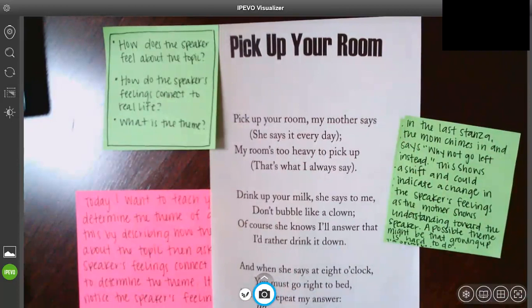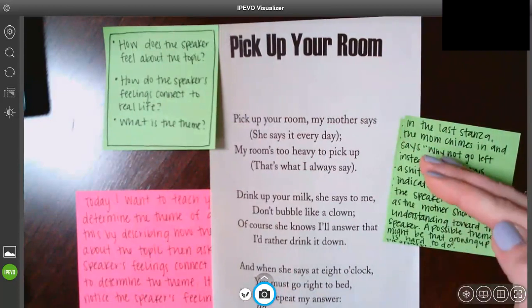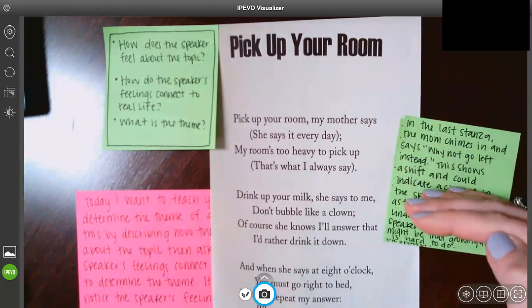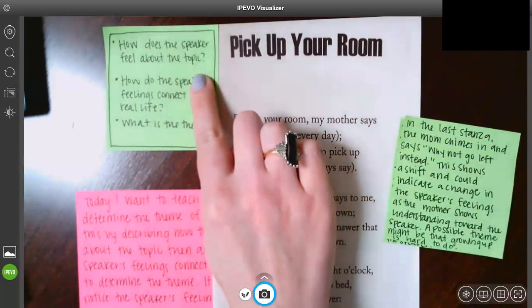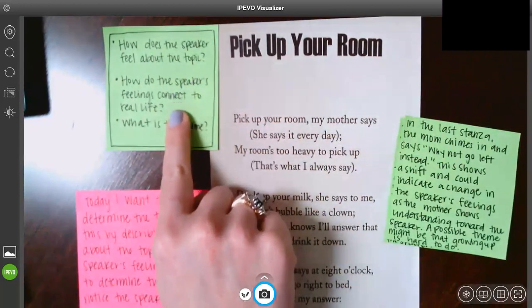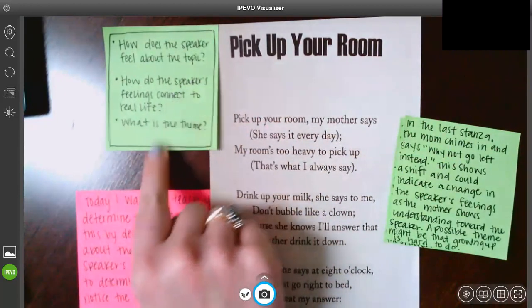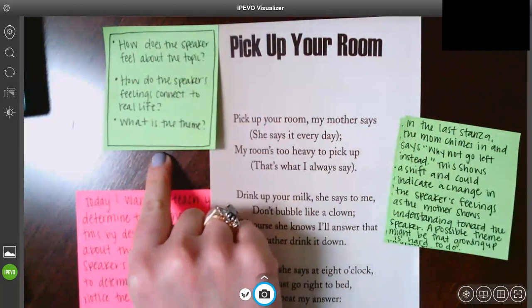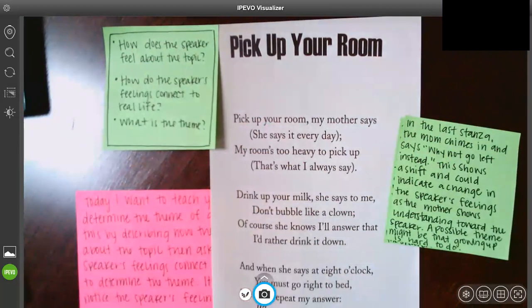So readers, do you see how I read the poem first all the way through, and then I came back, and at each stanza, I thought through, how does the speaker feel about this topic? How do the speaker's feelings connect to real life? And what is the theme? As we continue today, I want you to continue to determine the theme using different poems. Be sure that you use this strategy of how does the speaker feel about the topic? How do the speaker's feelings connect to real life? And what is the theme?